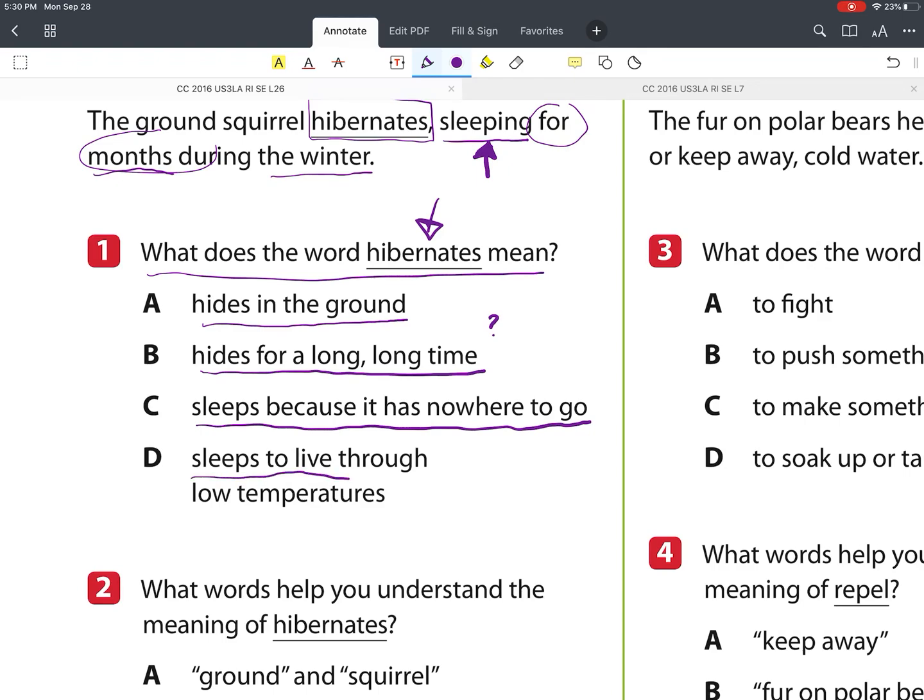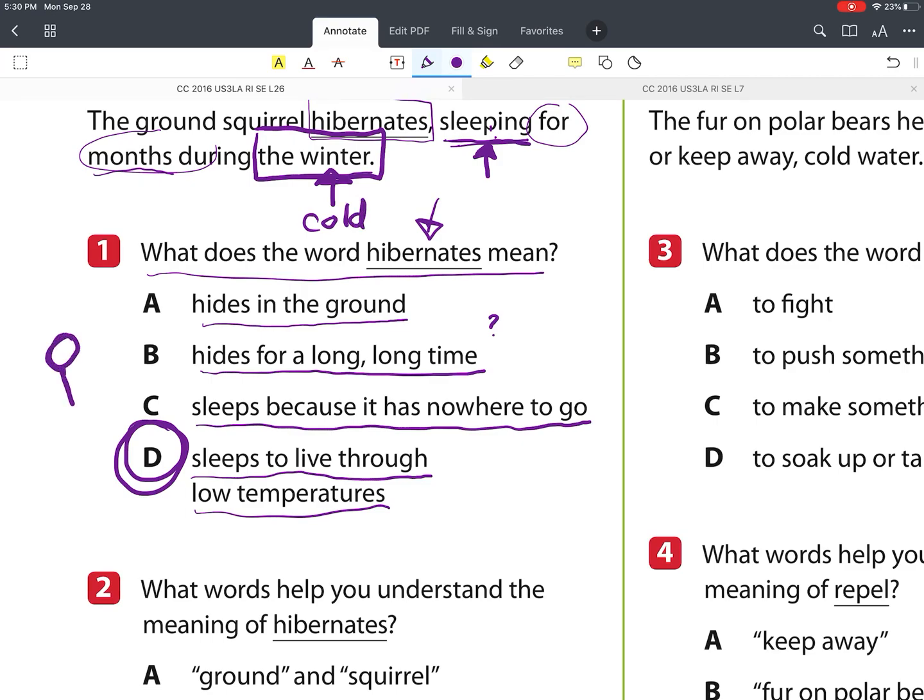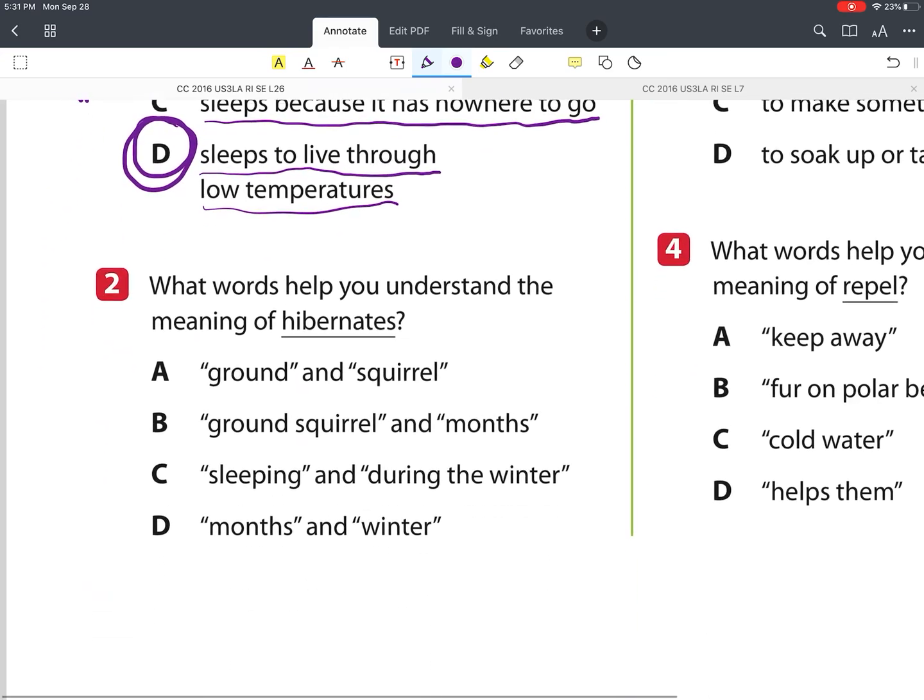Or sleeps to live through low temperatures. Well, it said sleeping, and it said the winter. That's what I think. I think it sleeps to live through low temperatures because it gave me sleeping, and I know that winter is cold. So that's how I could figure out what hibernates mean. You get to be a detective. Oh my gosh, it's so fun. You can be like, I'm going to figure out this word. I know it. I will figure it out.